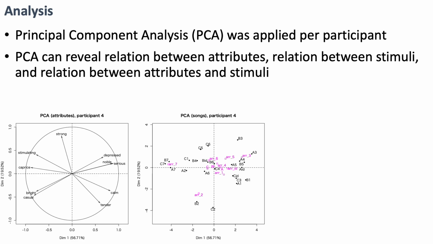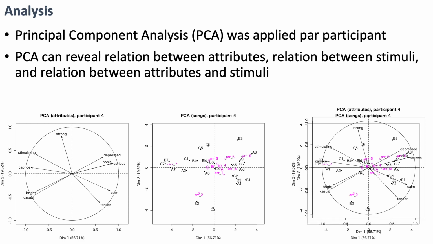Principal component analysis was applied per participant. Here, results from participant number 4 are shown. The left figure shows attribute space, where stimulating and casual are pointing towards the left, and depressed, calm, and tender are pointing towards the right. The figure on the right shows stimulus space. A, B, and C show 3 songs, and numbers from 1 to 7 represent arrangement styles. AID, BID, and CID are ideal stimuli.